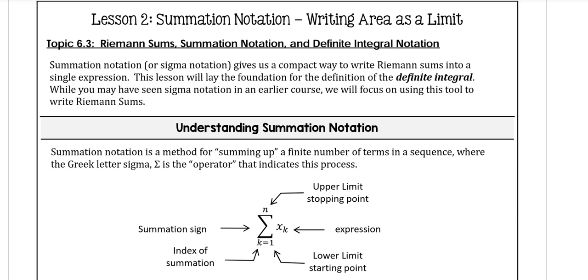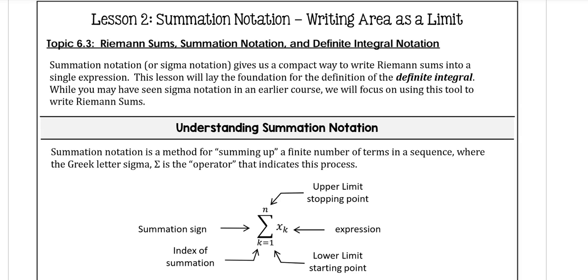This is part 1 of Unit 6, Lesson 2, Summation Notation, Writing Area as a Limit. This topic is going to cover not only how to set up a Riemann sum, but how to go back and forth between the definite integral notation and the summation notation. Our sigma notation gives us a compact way to write a Riemann sum as a single expression. We're going to lay the foundation for what exactly a definite integral is, which we're going to take up in the next lesson in more detail.